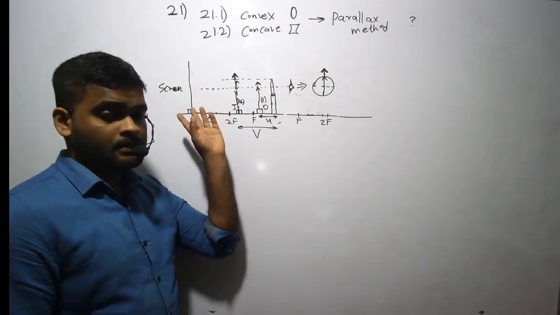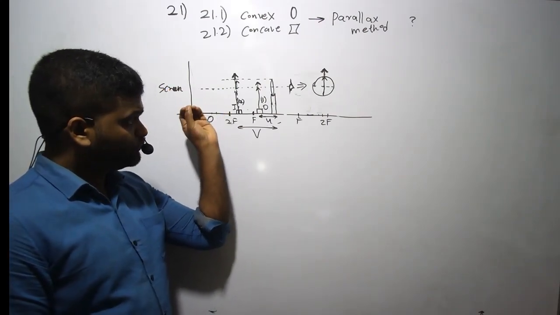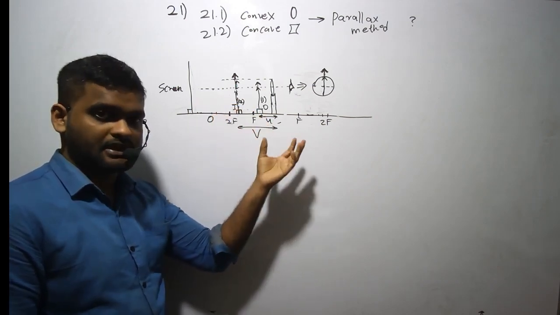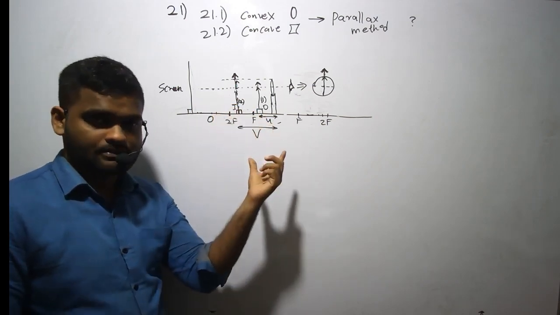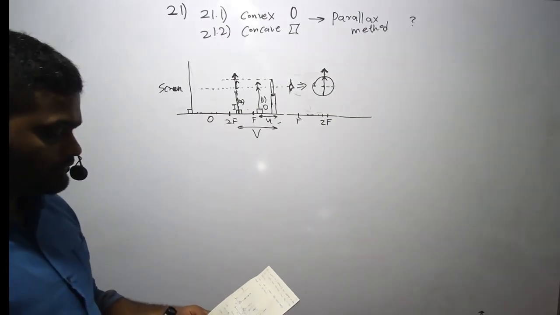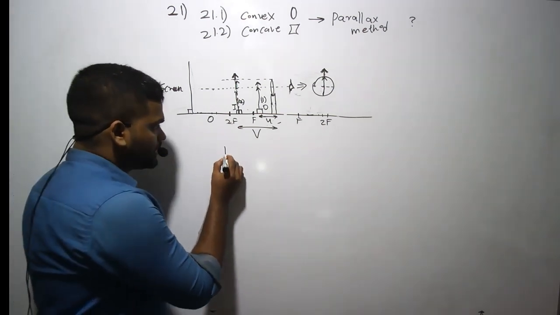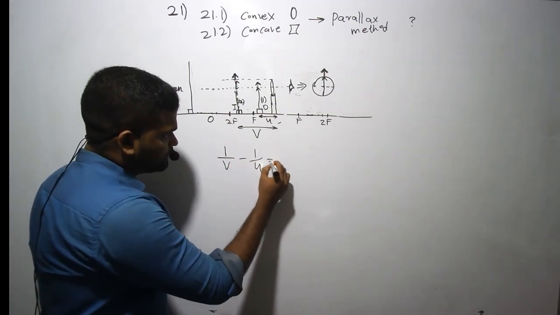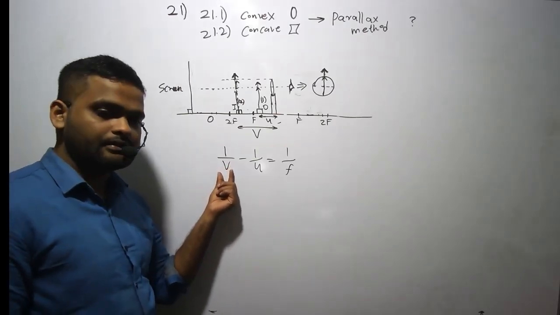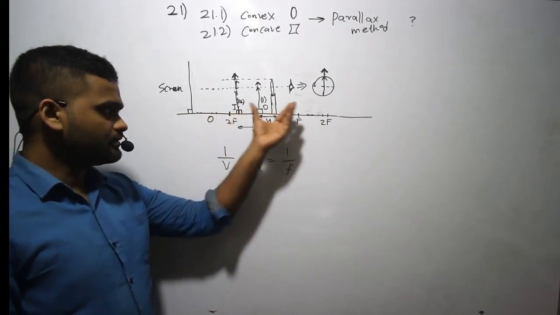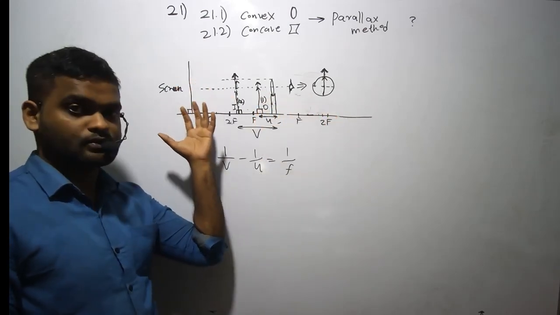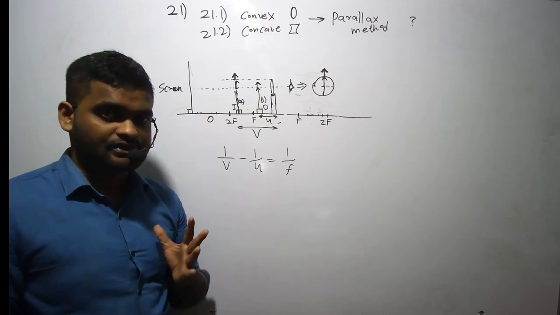Now we have 4 coordinates for real images and 2 virtual images. So we have about 6 coordinates, right? So we need to draw the graph. To draw the graph, we use the lens equation. You can understand this V is both, for some values it is negative and it is positive as well.